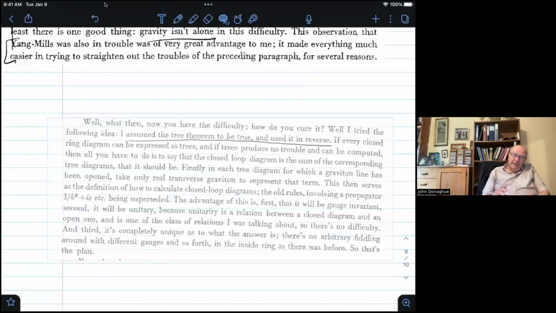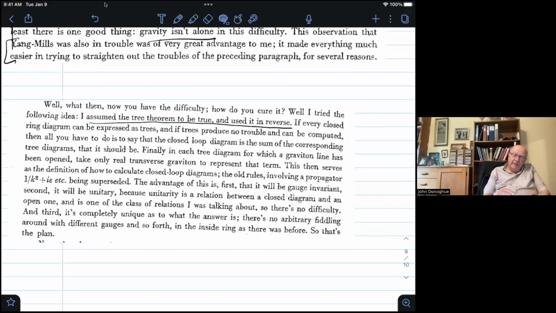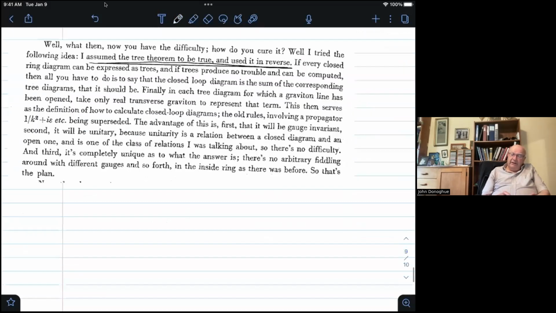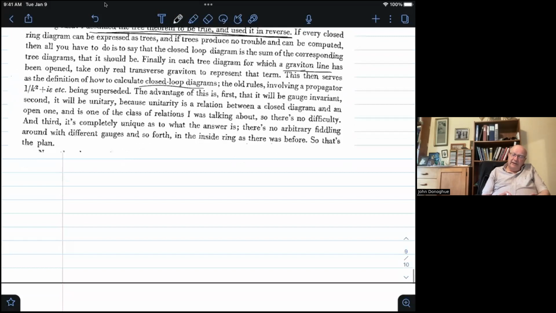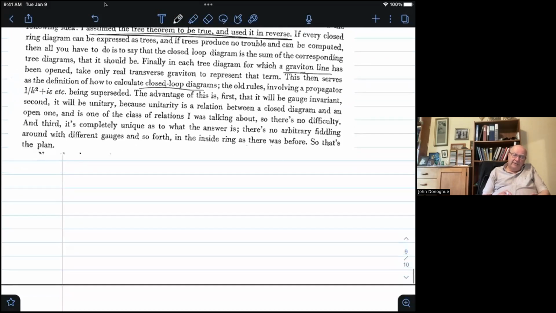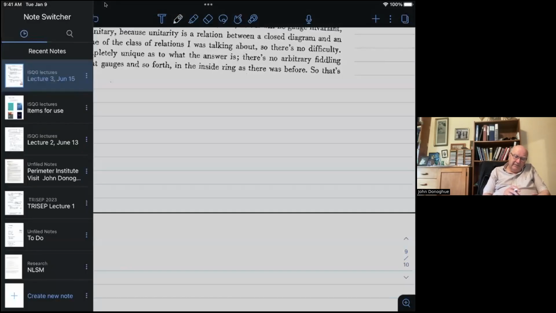So he assumes the tree theorem to be true, and uses it in reverse. And he then knows how to calculate in GR. So he knows how to do graviton loops and closed loops and so on. It gives a different answer than he finds using the standard ways, and his solution is ghosts.